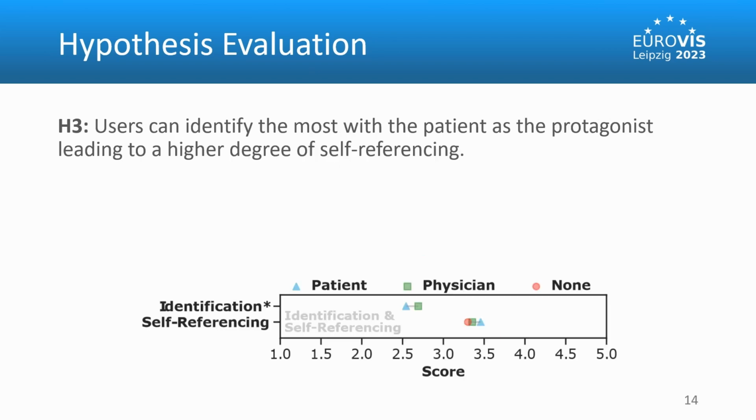Our third hypothesis was that users can identify the most with the patient as the protagonist, leading to a higher degree of self-referencing. Self-referencing is describing the process when users transfer the story's content to their own lives. Again, we had to reject this hypothesis. We cannot say that a high identification level results in a high degree of self-referencing. We can observe a slight tendency that the self-referencing is highest for the patient-centered story, although identification is higher for the physician.